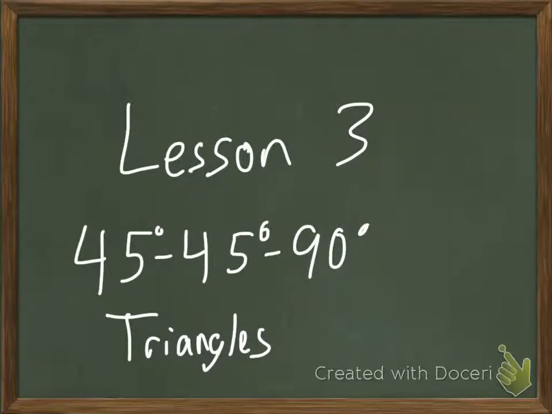Alright, welcome to Lesson 3, Unit 8, 45, 45, 90 triangles. No more reviews. We're done with those. So, we're going to start something new. And this new thing is how to solve a special type of right triangle. Specifically one with the two angles that are 45 and then your 90-degree angle to make it a right triangle.